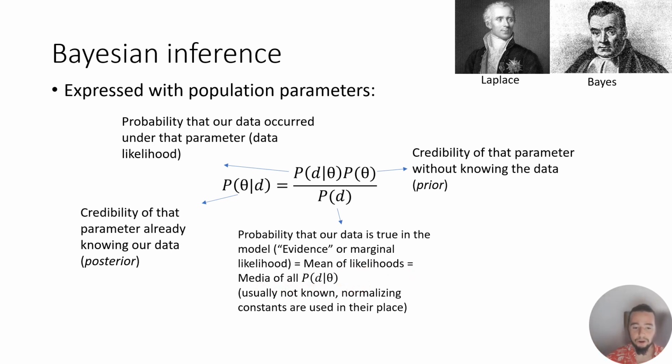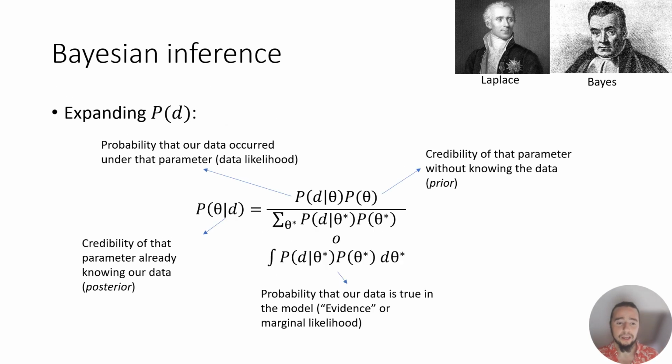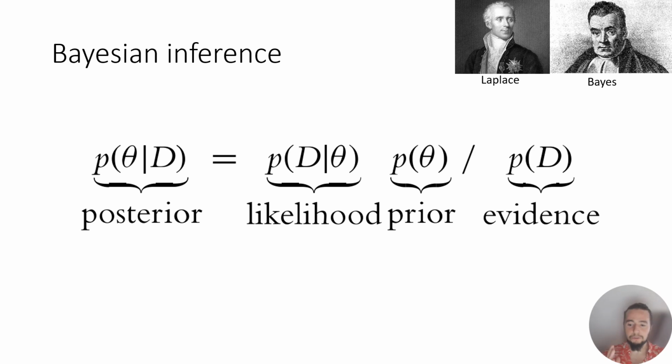This is normally not known, so we will use normalizing constants in their place. So actually we can expand the denominator of this quotient, and we can have the marginal likelihood expressed as a sum or as an integral. Okay, so simplifying and to be clear, the posterior probability distribution can be calculated as the likelihood distribution multiplied by the prior distribution and divided by the evidence or the marginal likelihood.